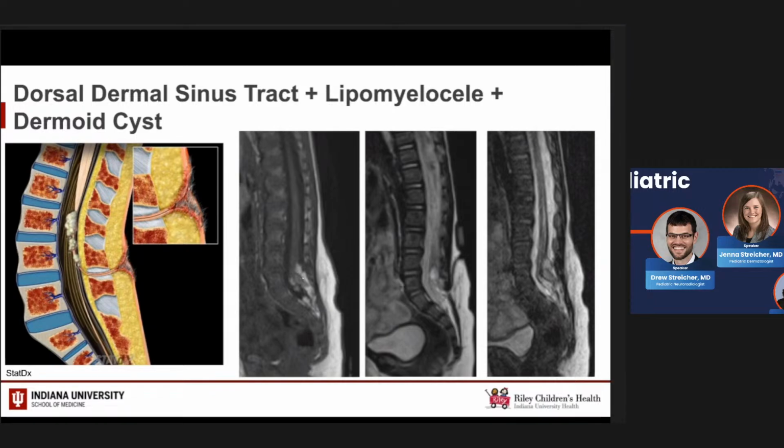And then at that distal cord, at the neural placode, there's also this kind of intermediate ovoid T1 lesion, and it's T2 hyperintense. So in that far right image, you can see this ovoid T2 hyperintense lesion, and that's an associated dermoid cyst. So this is a complex case that has basically this dorsal dermal sinus tract with an associated lipomyelocele and an intraspinal dermoid cyst.